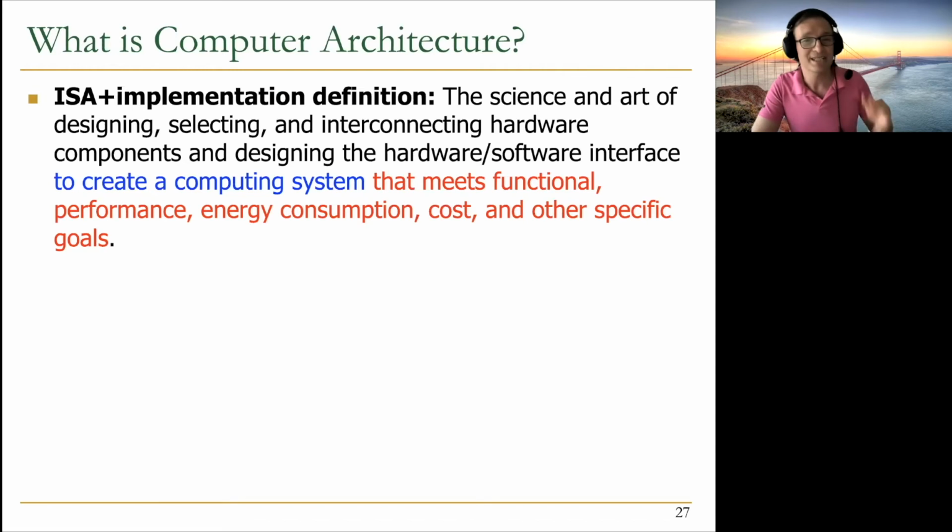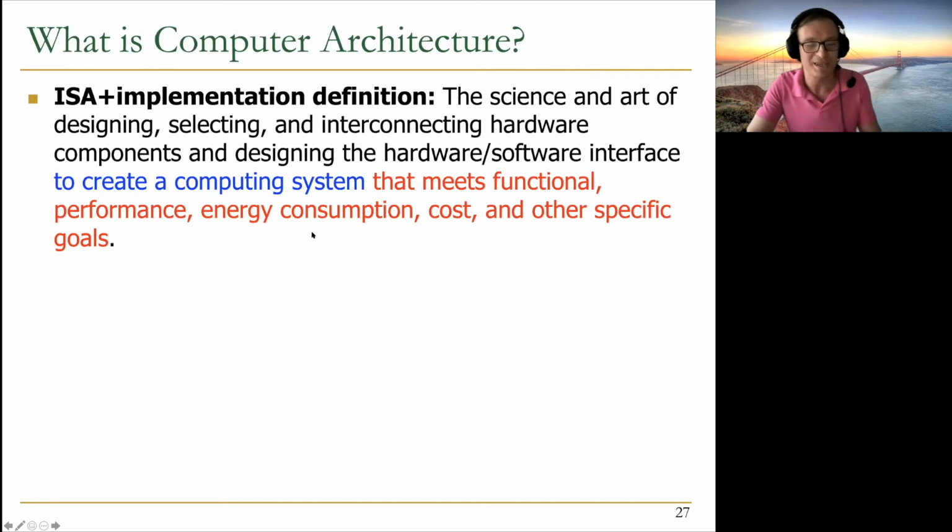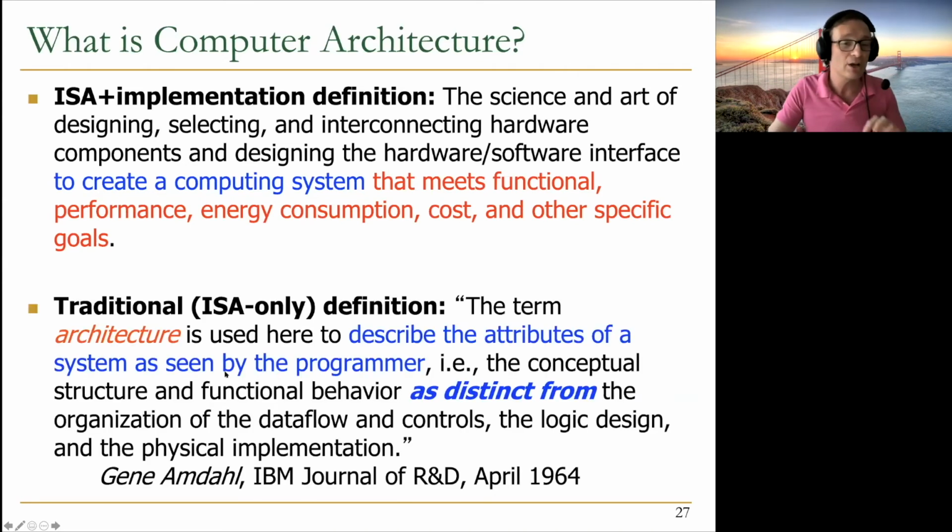So let's define things a little bit. Remember that I used this definition of computer architecture earlier. This was the ISA plus implementation definition. It's the science and art of designing, selecting, and interconnecting hardware components and designing the hardware-software interface to create a computing system that satisfies some goals, basically. But the ISA-only definition was defined by Gene Amdahl, who was the chief designer of IBM 360 processors.